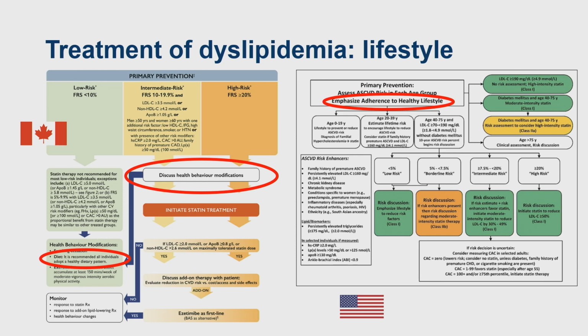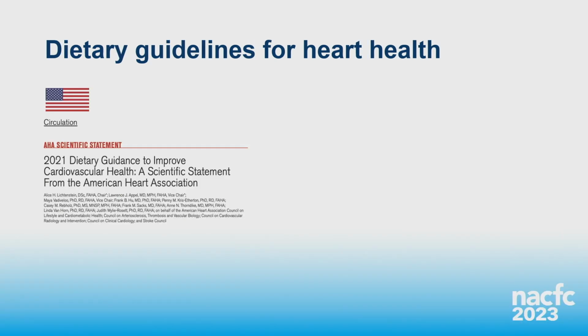So regardless of cardiovascular risk, both the Canadian and the US guidelines recommend following a healthy diet and a healthy lifestyle. As you can see highlighted here, these were taken from both of the guidelines. So I'm first going to talk a little bit about general dietary guidelines for heart health.